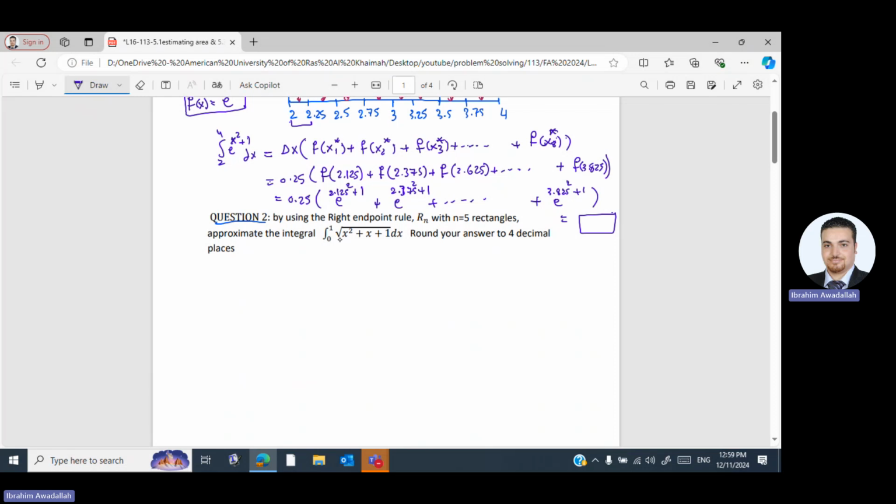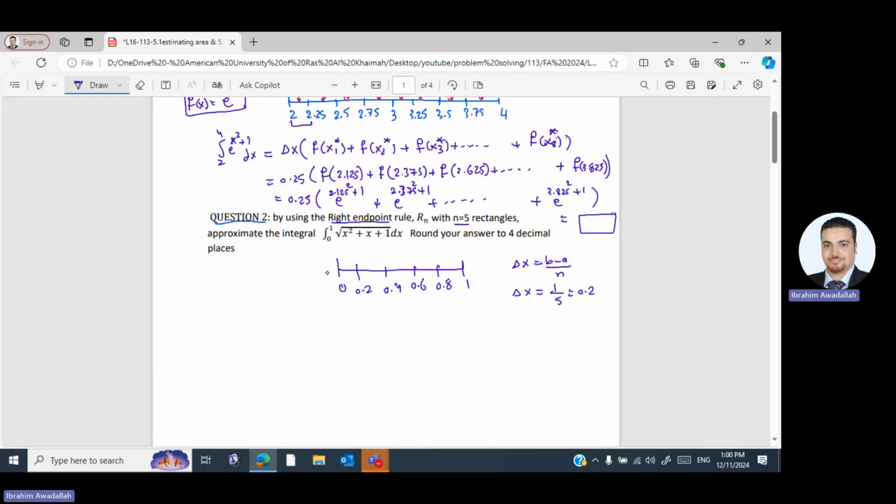Almost the same thing here. We have Rn, or right endpoint. We will not use the midpoint now, right endpoint. So my interval this time is from where to where? 0 to 1. So delta x equals b minus a divided by n, delta x equals 1 minus 0 divided by n. The value of n here is 5, so this will be 0.2. So this will be 0.2, plus 0.2 will be 0.4, then 0.6, then 0.8.